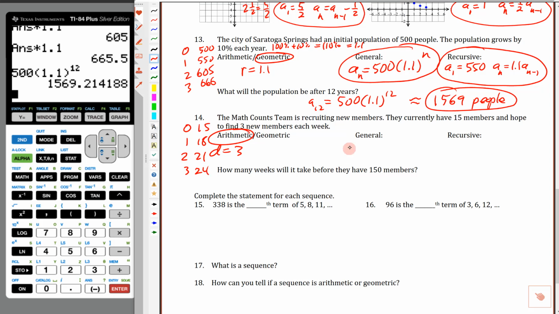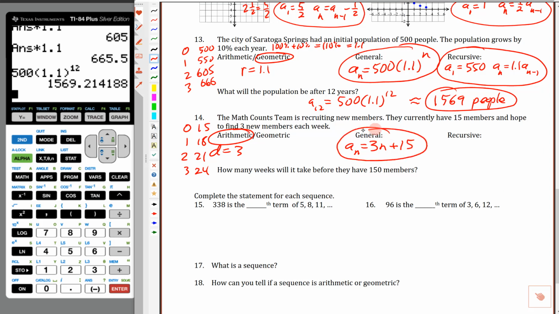So the general formula is going to look like this. The nth term is going to be, remember, we take that common difference, 3, we multiply it by n because that's kind of like the rate or the slope, and then we add the initial value. What did they start off with? At 0, not at 1, but at 0. So that's going to be 15.